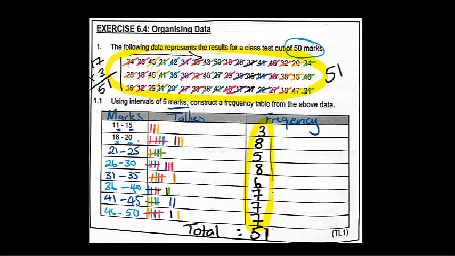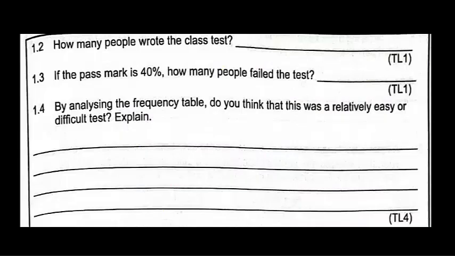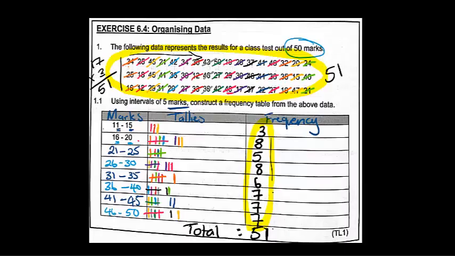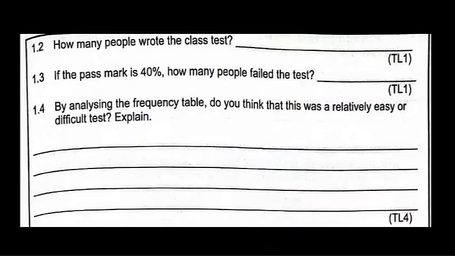Now let's look at the next question. The question asks us, how many people wrote the class test? This answer we get from this total. So the total tells me that 51 people wrote the class test. And I answer the question by writing 51. I think the blue is easier to see.